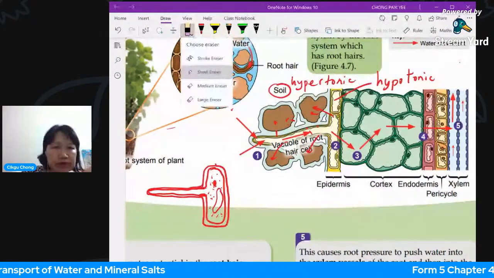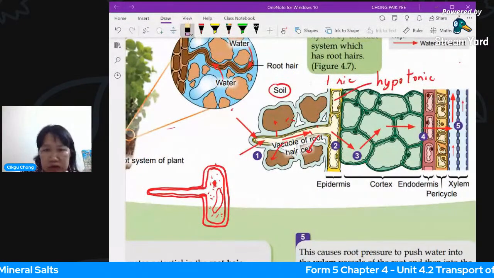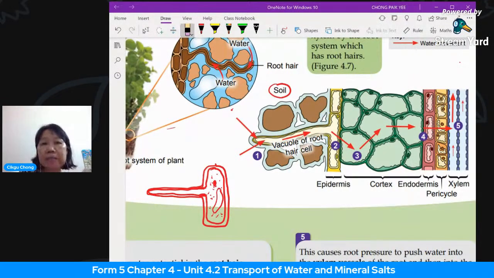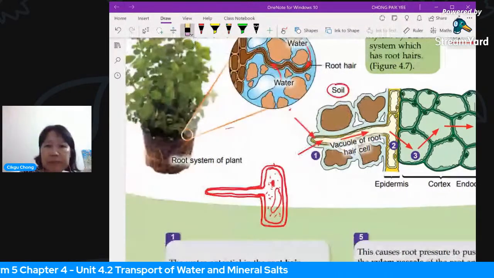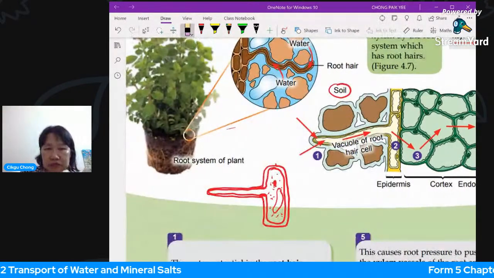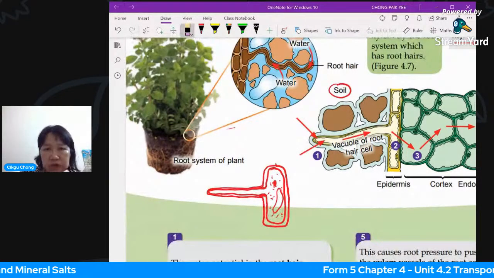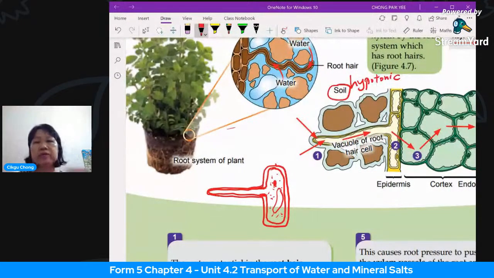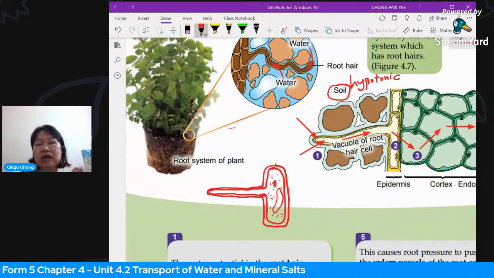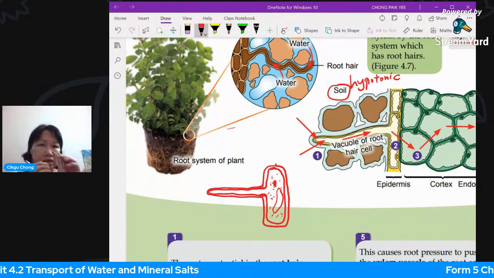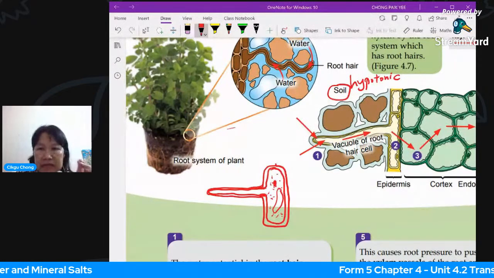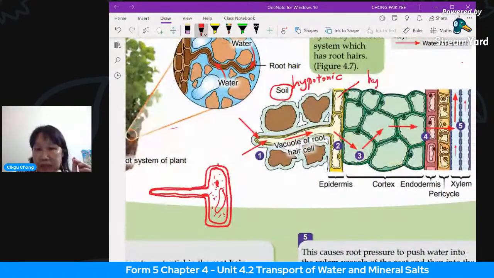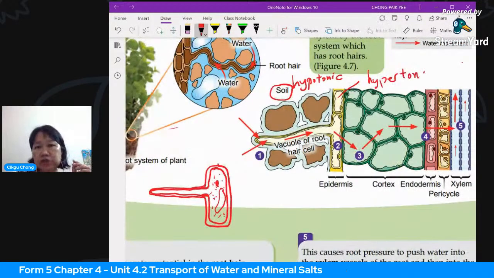So I'll rub this away first. This is not a good condition. You should not have the soil hypertonic, but you should have the soil hypotonic. Hypo means high water potential. So here should be hypotonic. Hypotonic means a lot of water. The water molecules are a lot, but the salt is little. And inside your root hair, it should be hypertonic. This is what should happen.